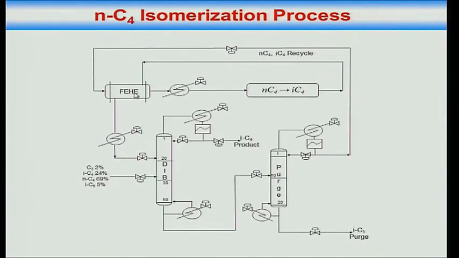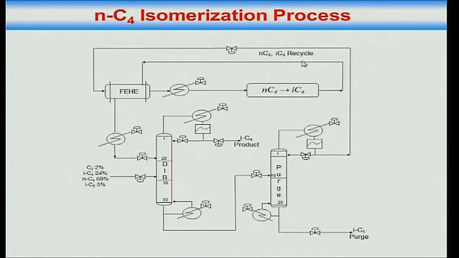What does the feed effluent heat exchanger do? It heats up the cold feed to the reactor using the hot reactor effluent. Okay, and then you have a heater that heats the feed to the reactor temperature, and then you have an adiabatic packed bed reactor in which the NC4 isomerization reaction, NC4 goes to IC4, occurs.